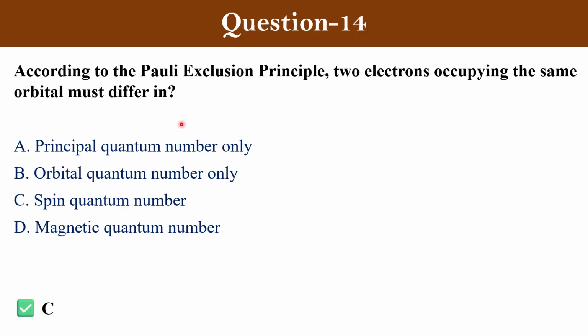The Pauli exclusion principle states that no two electrons in the same atom can have the same set of four quantum numbers. Therefore, if two electrons occupy the same orbital, they must have opposite spins. One electron has spin plus 1 by 2, and the other has spin minus 1 by 2.